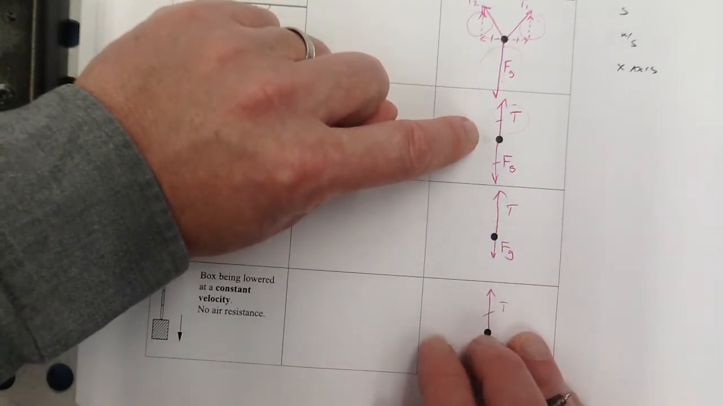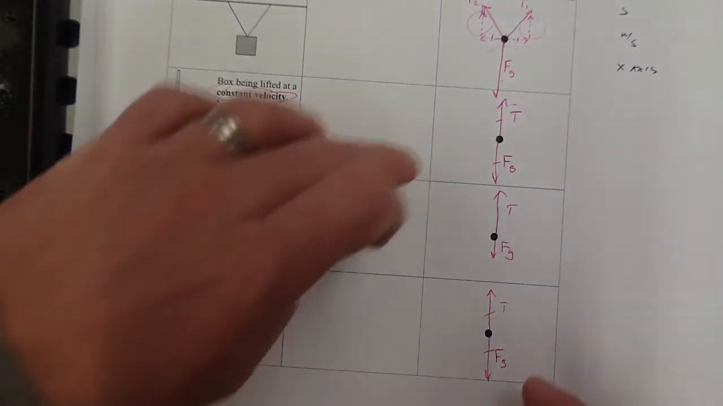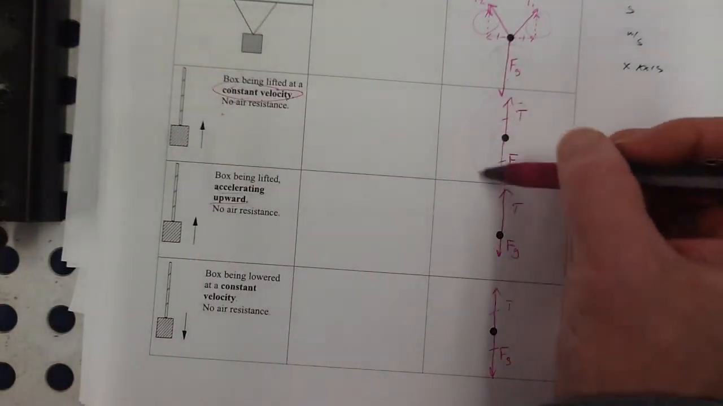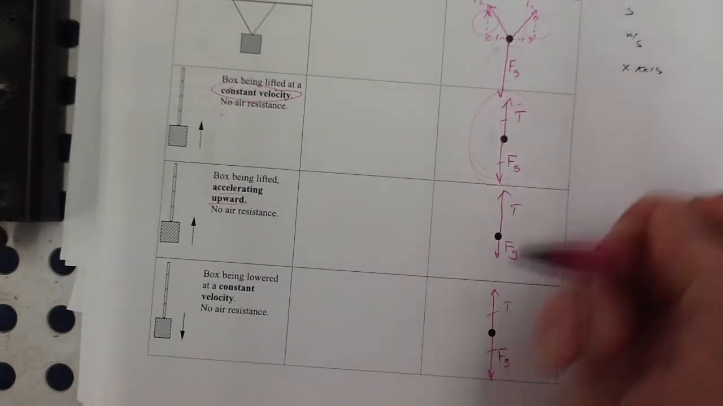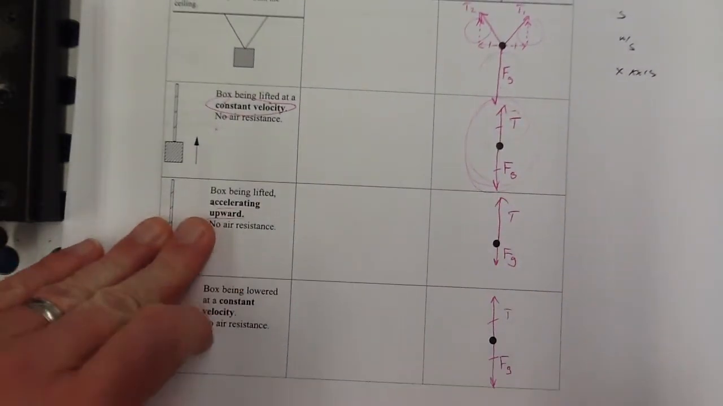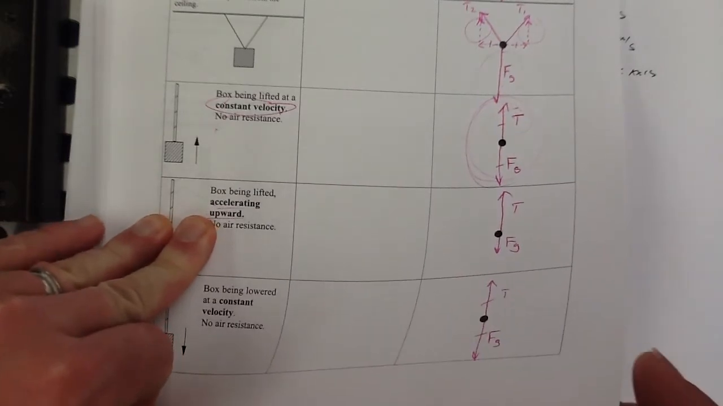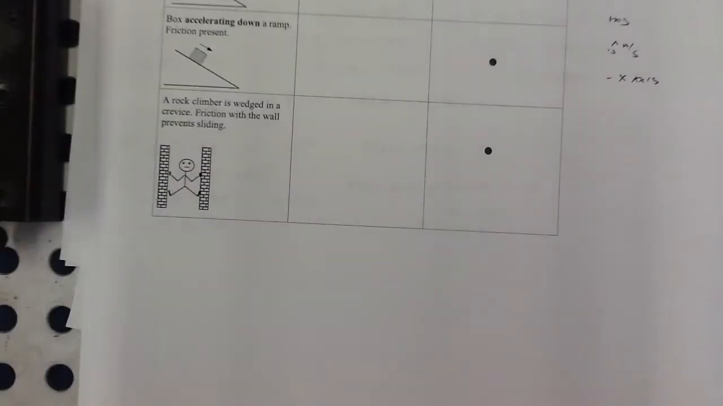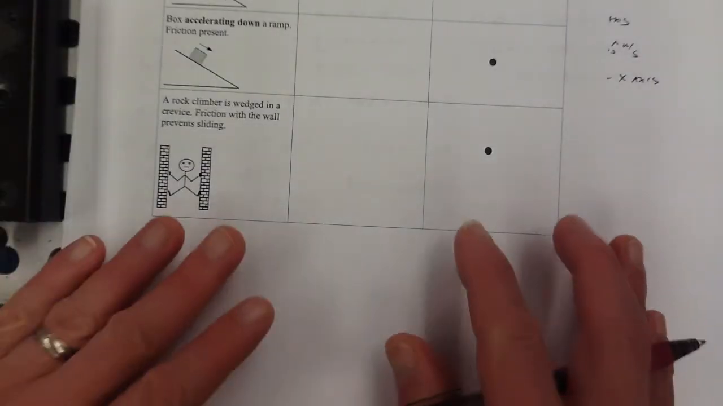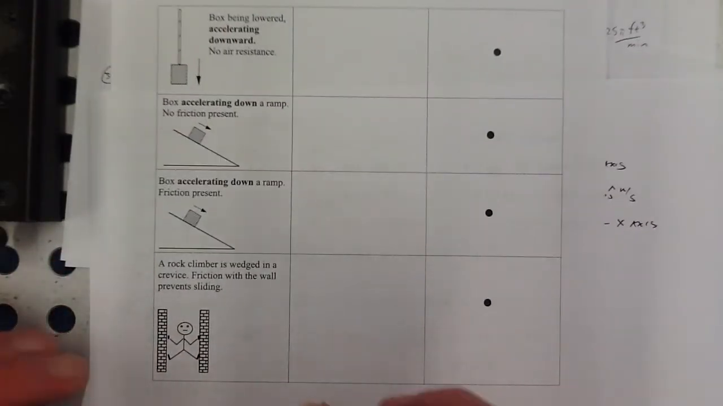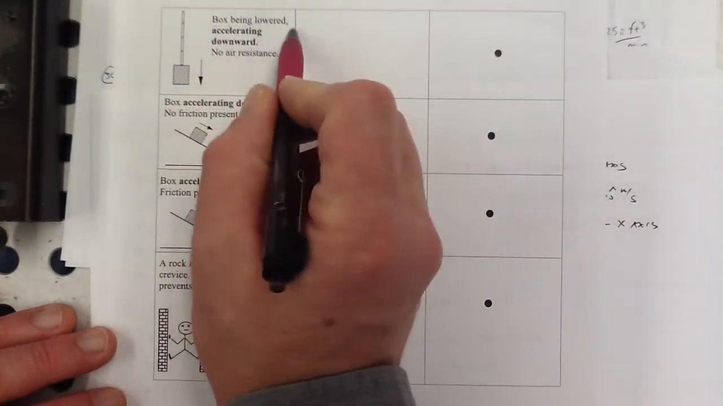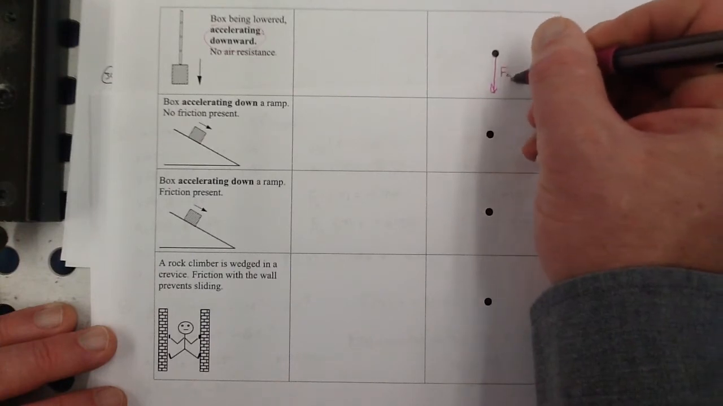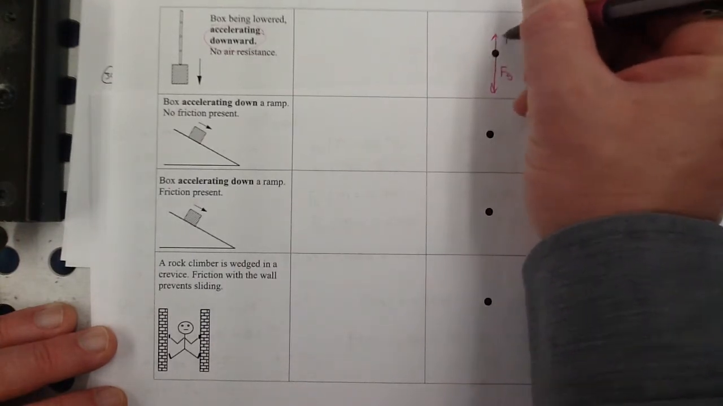So if the only thing you know about the situation is this condition, then you don't know. If you know the forces are balanced on something and you have no other information, you can say that object must be moving at a constant velocity or at rest, and you don't know the direction of that velocity. All right, last few here. How about a box being lowered and it's accelerating downward? If it's accelerating downward, it means that the down direction is winning.